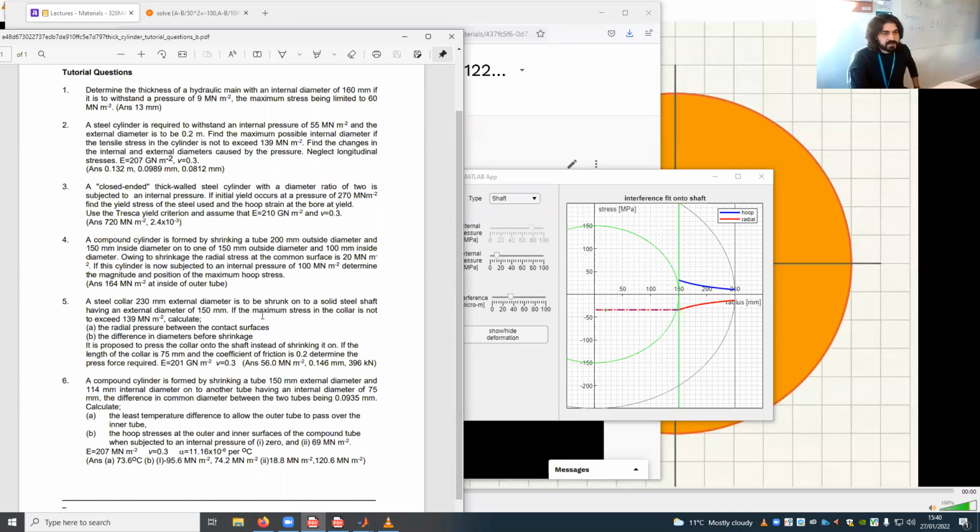Let me clear this. So steel collar, external diameter, DE, is 230, and internal diameter, DC, is 150. Maximum stress, so sigma theta max, must be smaller than 139 megapascals.